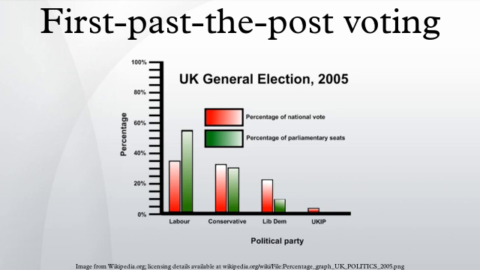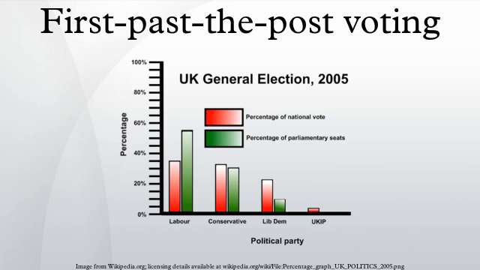Condorcet winner criterion. The Condorcet winner criterion states that if a candidate would win a head-to-head competition against every other candidate, then that candidate must win the overall election. First past the post does not meet this criterion. Condorcet loser criterion. The Condorcet loser criterion states that if a candidate would lose a head-to-head competition against every other candidate, then that candidate must not win the overall election. First past the post does not meet this criterion.